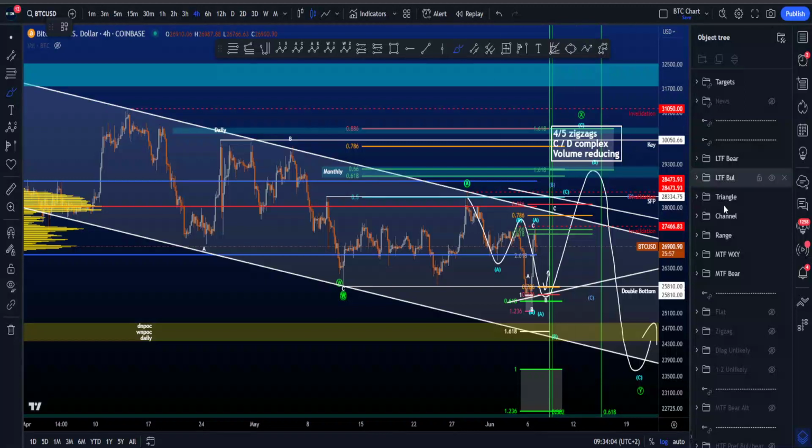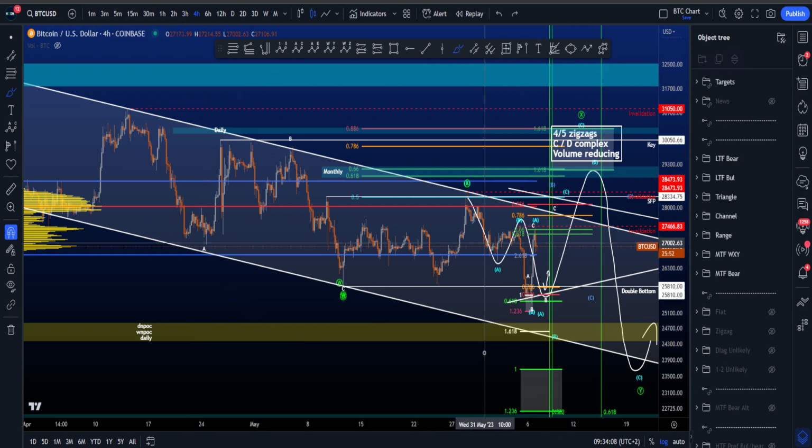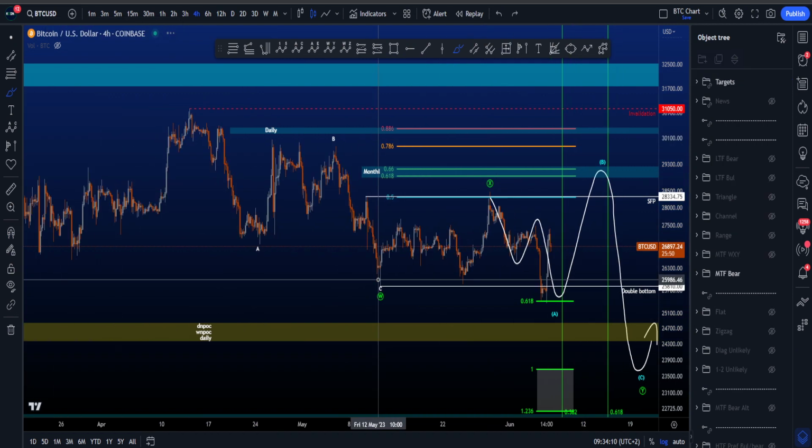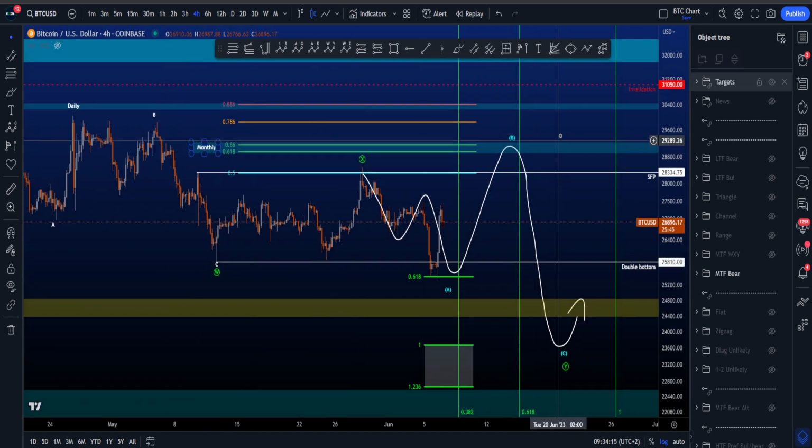Hi everyone, let's have a look at my medium time frame and low time frame Elliott Wave scenarios on Bitcoin, and make sure to check the timestamps to see if anything is new, the same, or updated.